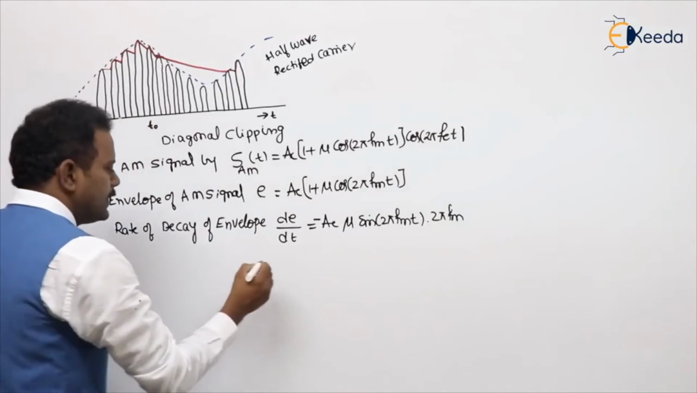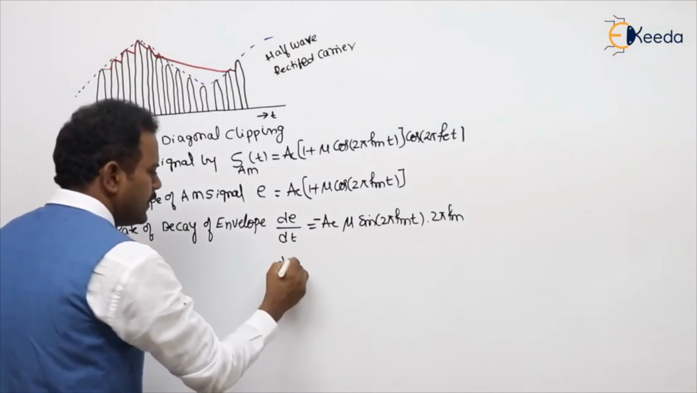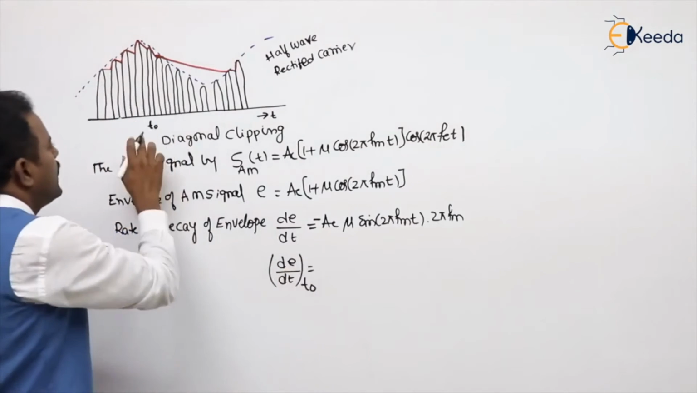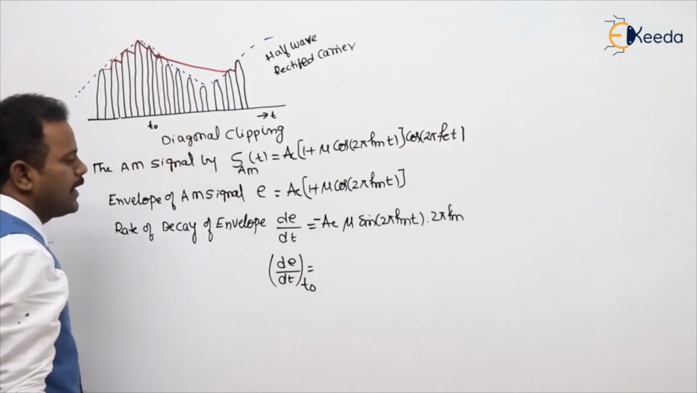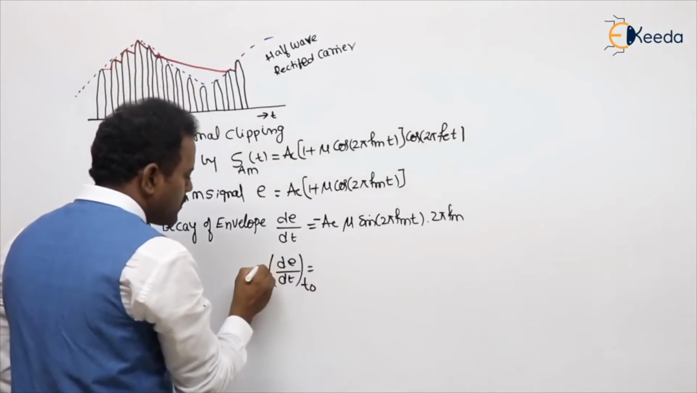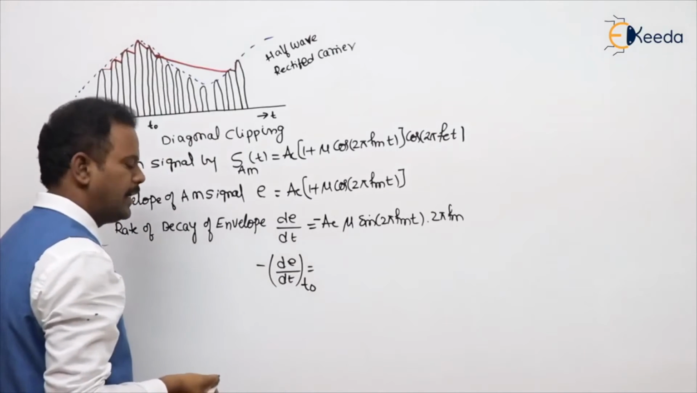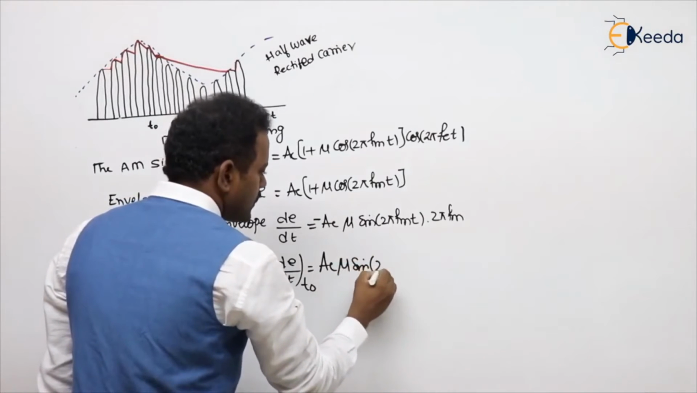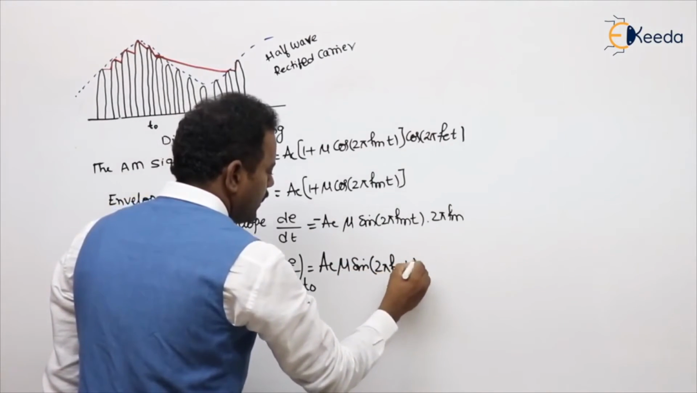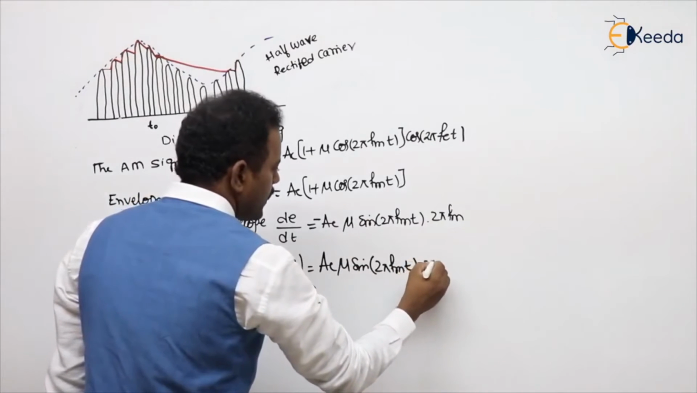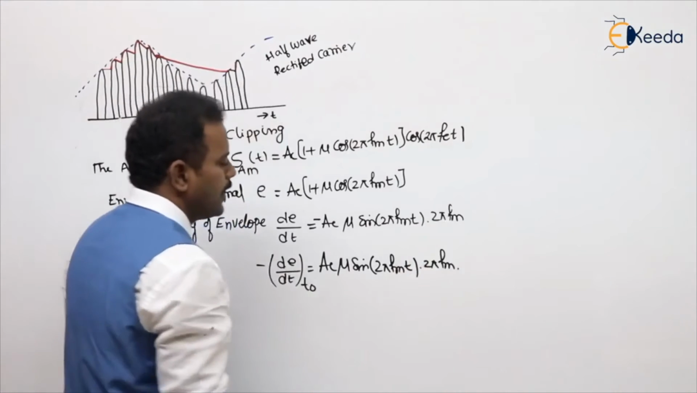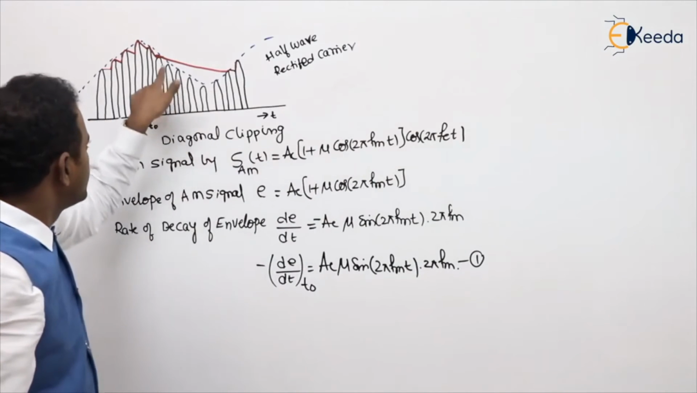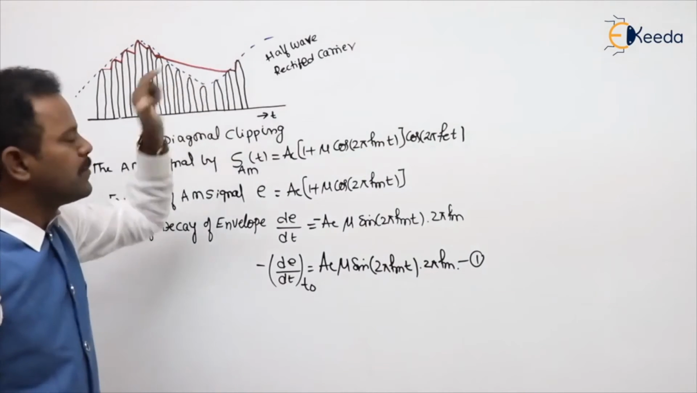Now I am writing this rate of decay value at some time t equal to t naught, for example. At this point of time, I am calculating the rate of decay. So bring this minus to this side, which indicates symbolically decaying. What is that value? AC into mu sine 2 pi FMT into 2 pi FM. Let's take this as expression number 1. This is the decay of the envelope of an AM signal.